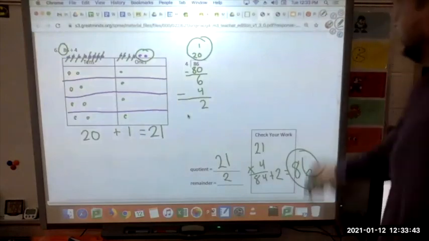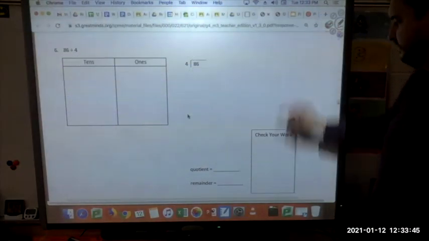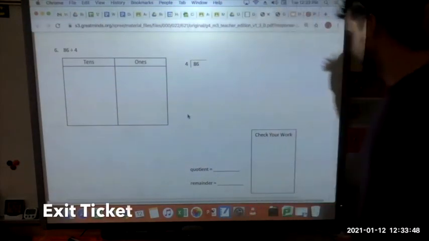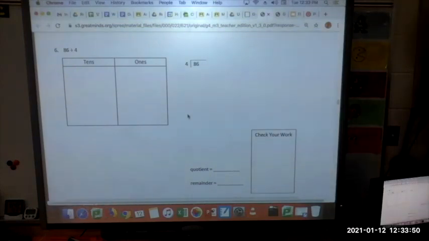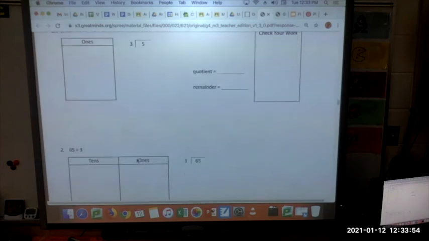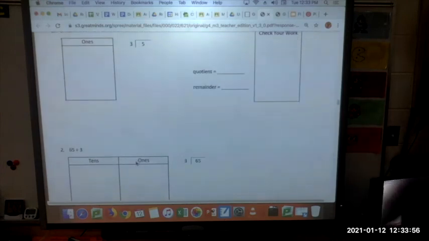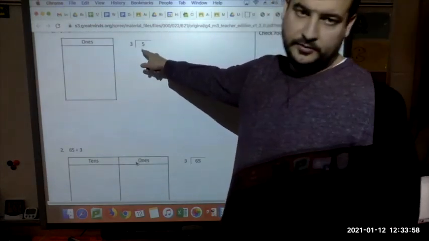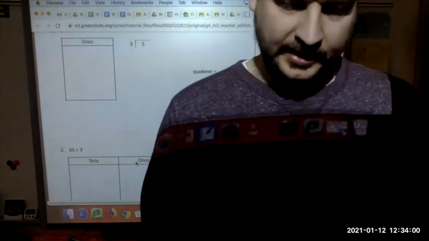All right, so for the next task, you're going to have to do your exit ticket. So let's look at that exit ticket. You've got two problems. You've got a pretty easy one. 3 divided by 5.